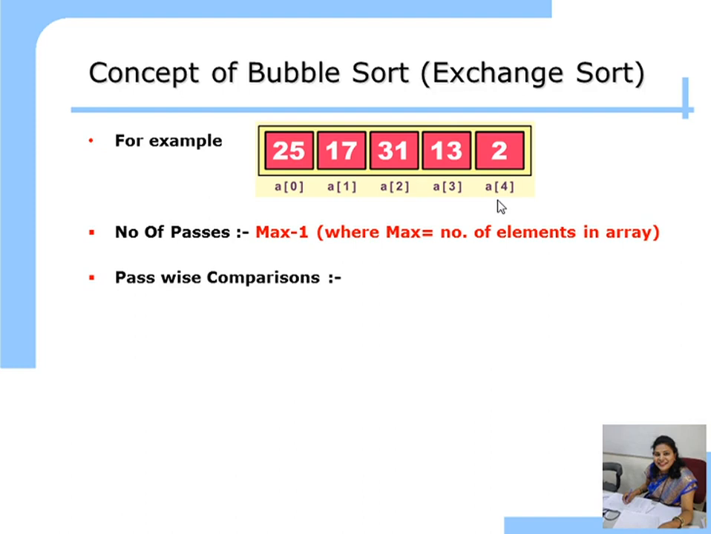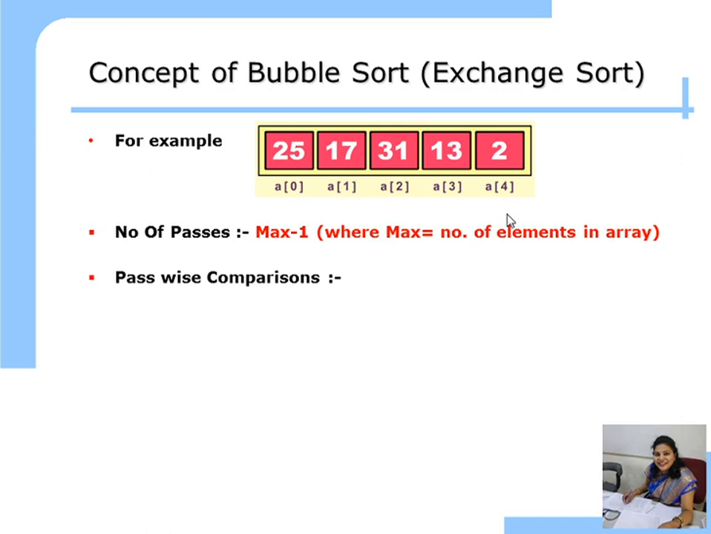Now we will see, in each of the 4 passes, we are doing the comparison of adjacent elements. In the first pass we compare 0 with 1, then 1 with 2, then 2 with 3 and 3 with 4. These are the adjacent elements. At the end of the first pass, the largest element of the array comes at the last position. Which is the largest element of this array? It is 31. It will come at the last position, that is, A of 4.